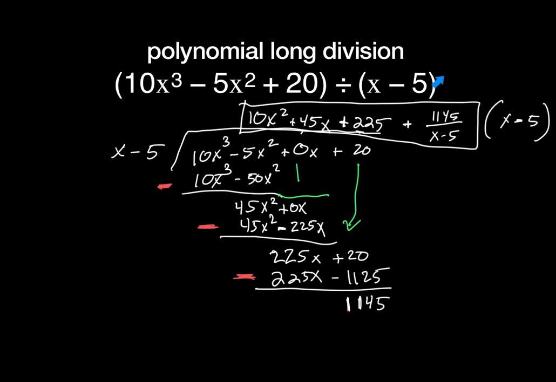In order to do that, I have to go x times this, x times this, x times here, and then x times here. And then I do minus 5 times that, minus 5 times that, minus 5 times this, and then minus 5 times this. And then after all that is simplified, it would give me the original equation, the original numerator, I should say. And because there is a remainder, we would also say that this polynomial is not divisible by x minus 5, but we would also say that 5 is not a root.